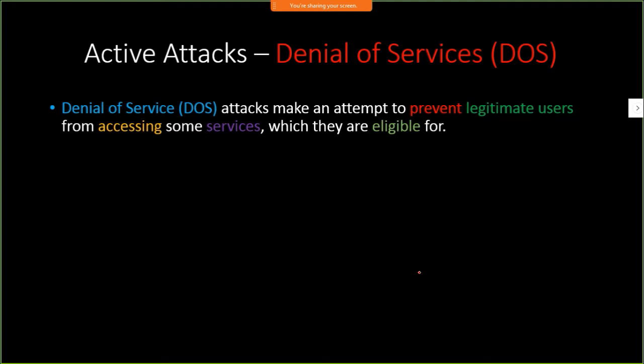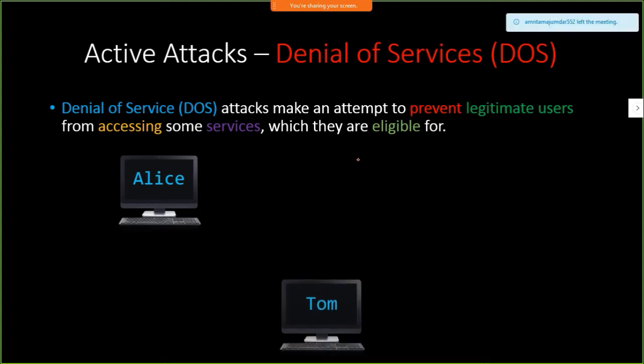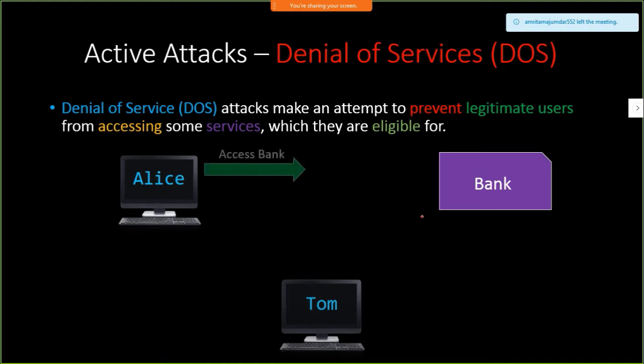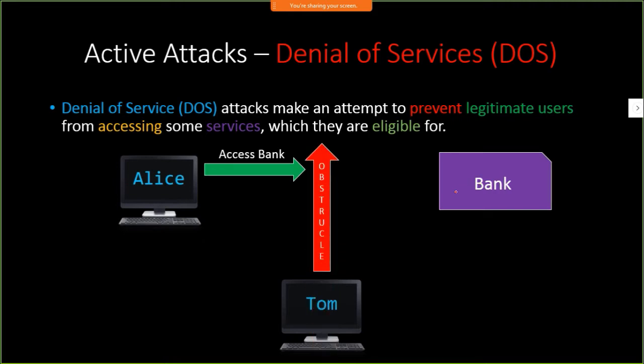What is DOS? Denial of service. Denial of service attacks make an attempt to prevent legitimate users from accessing services which they are eligible for. That means Alice is the user, Tom is another user, and there is the bank. Alice wants to access the bank, like a banking server, but Tom obstructs this transaction. Maybe you have seen this.